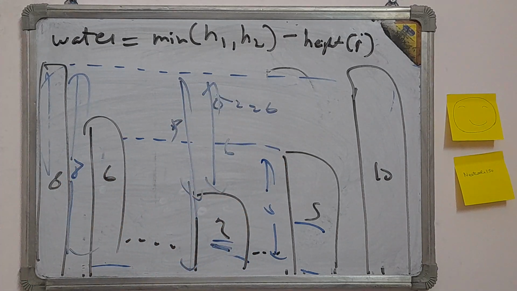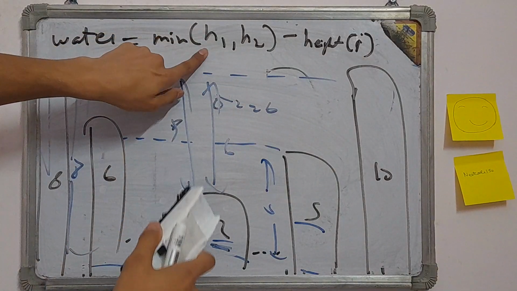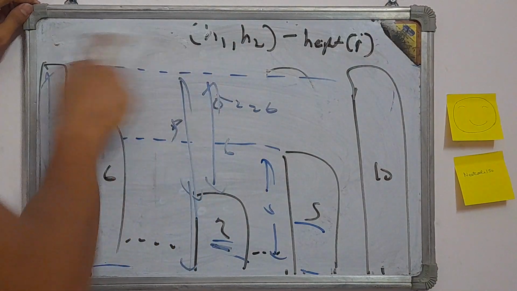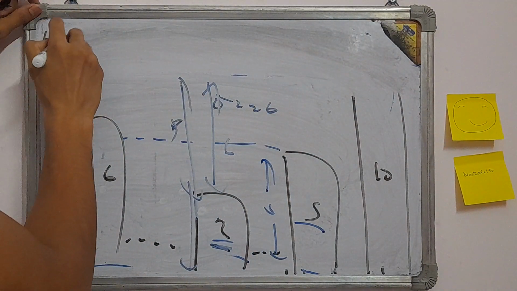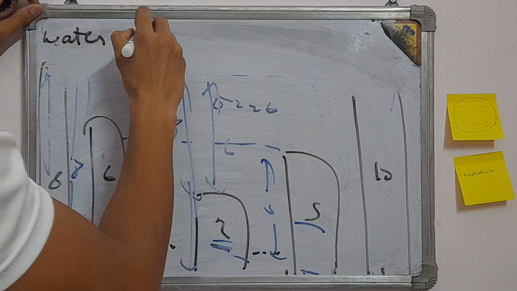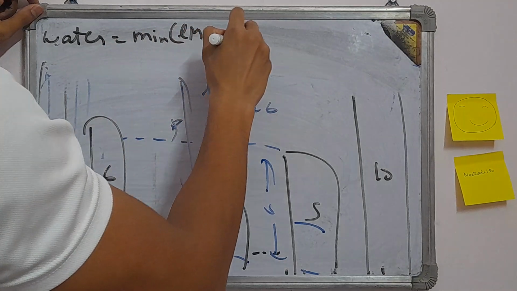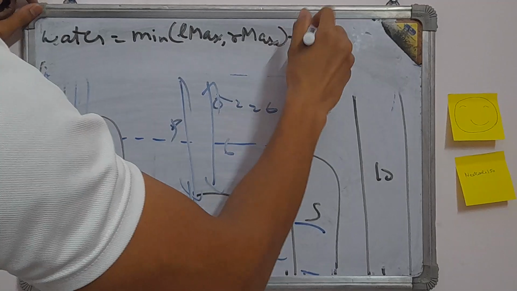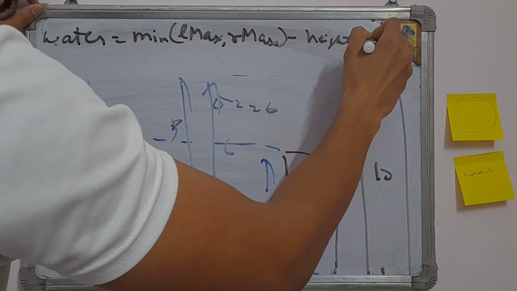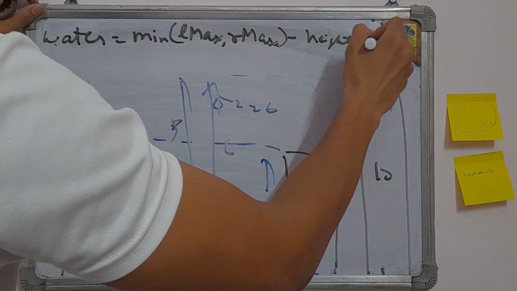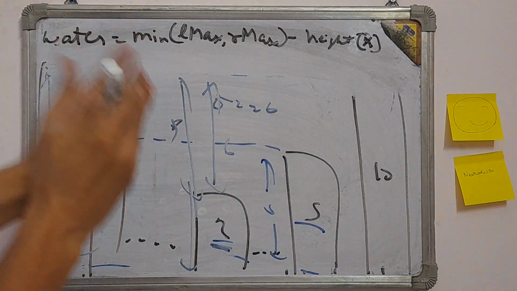So okay, we now know that the formula for the water is not just H1 H2, it is a minimum of left max and right max. So let's write it again in smaller text, so we get more space. Water at any index equals minimum of L max and R max minus current height. Again we will write height of, let's say x is the index. Okay, so now we know how to calculate the water at any one point.